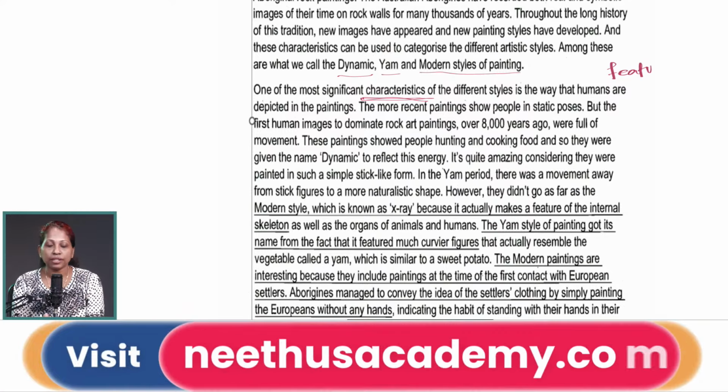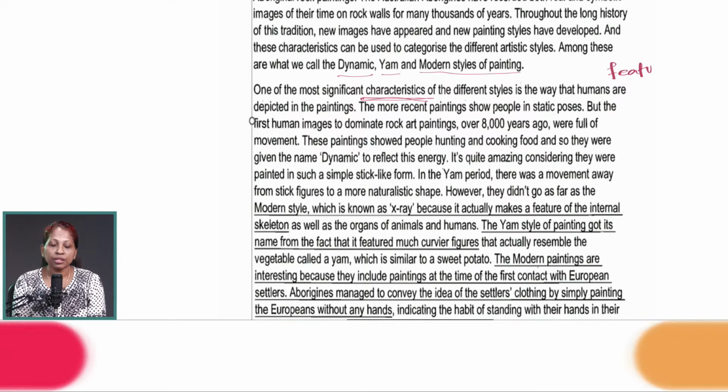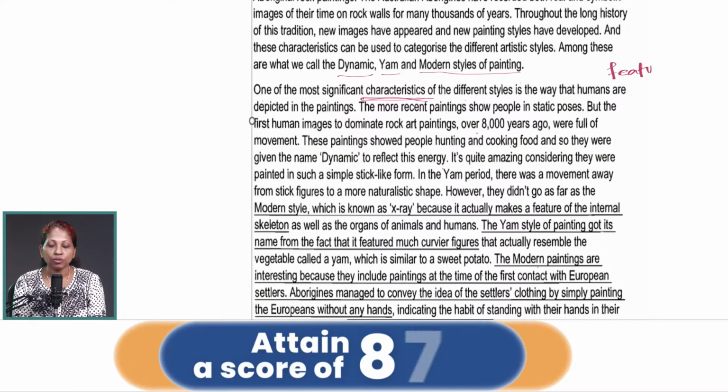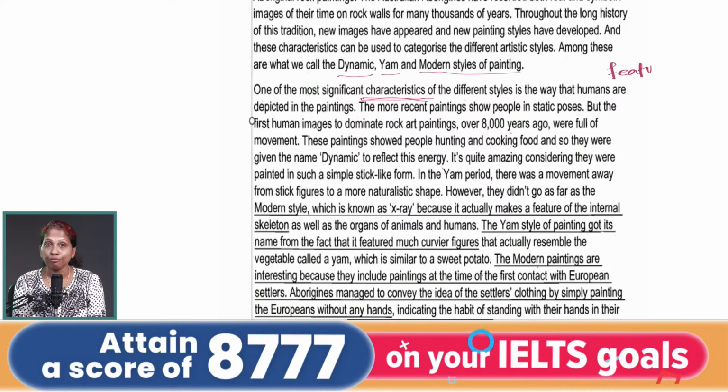The more recent paintings show people in static poses. But the first human images to dominate rock art paintings over 8,000 years ago were full of movement.